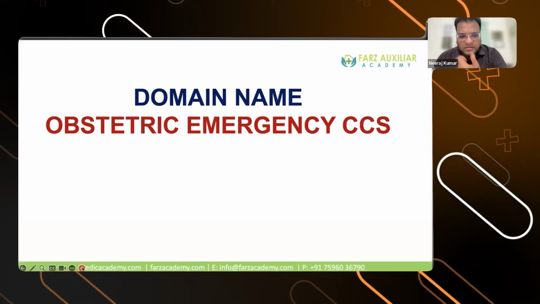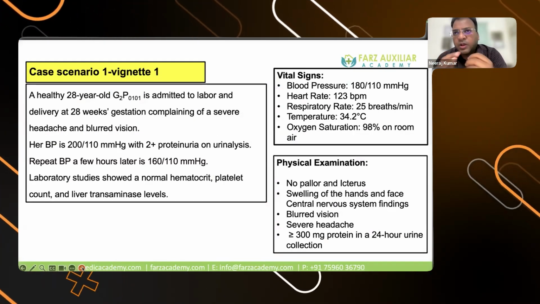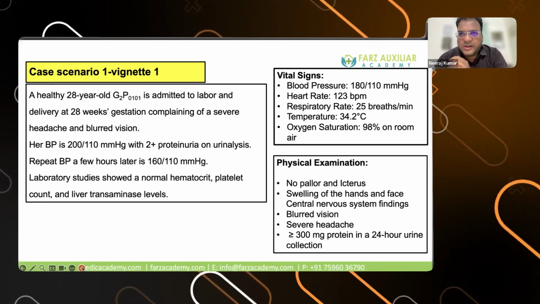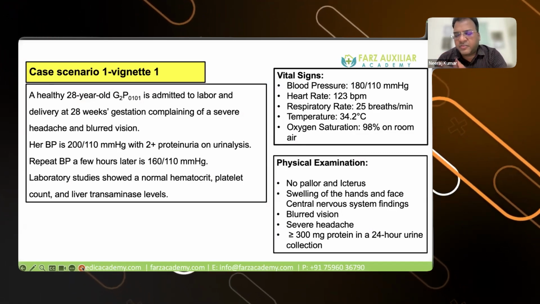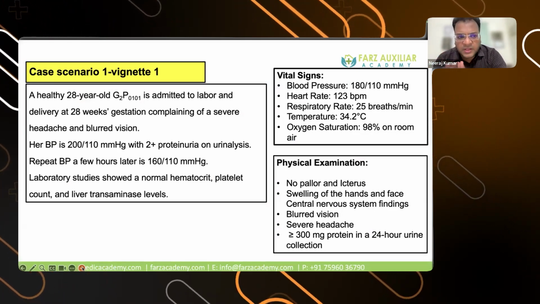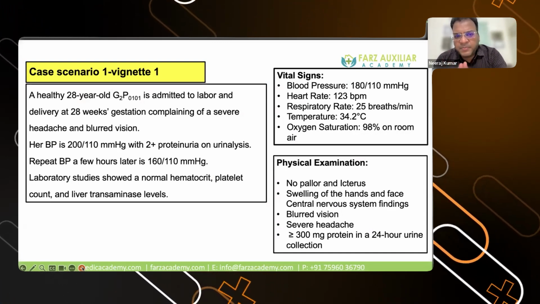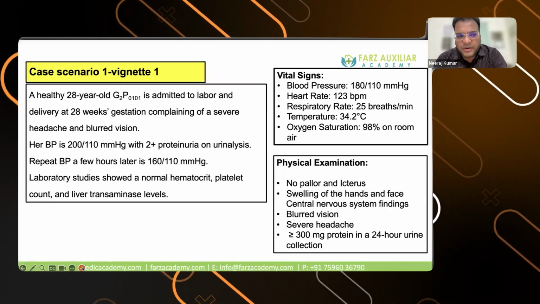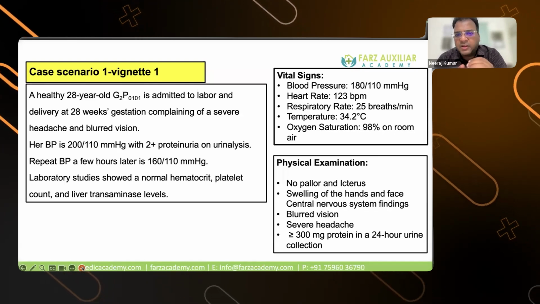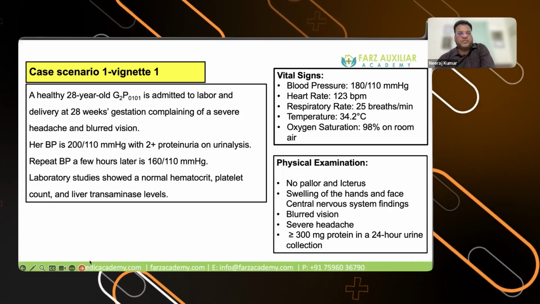In this class I will be discussing a few scenarios. So the domain is obstetric emergencies. Here is a case scenario, this is how we used to take exams for EDIC 2 participants. A healthy 28-year-old G2 P1 admitted to labor and delivery at 28 weeks of gestation, complaining of severe headache and blurred vision. These are the two important findings that this patient has.